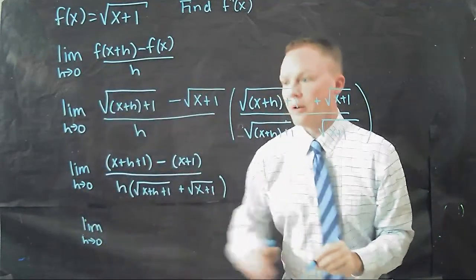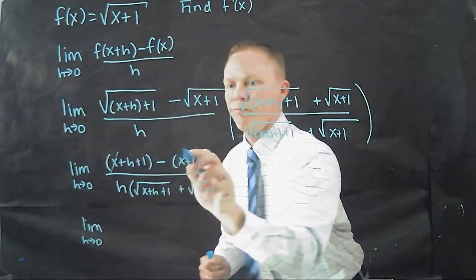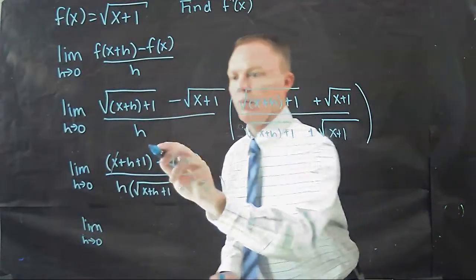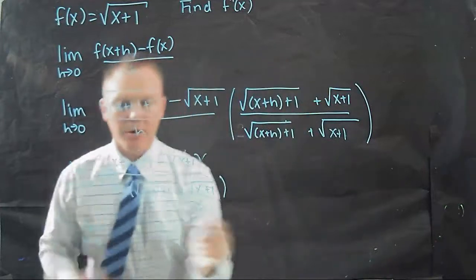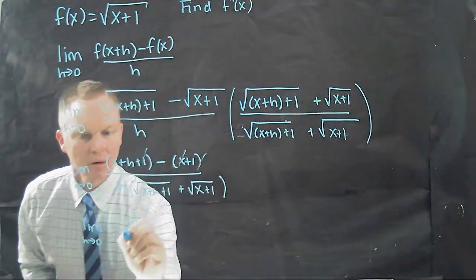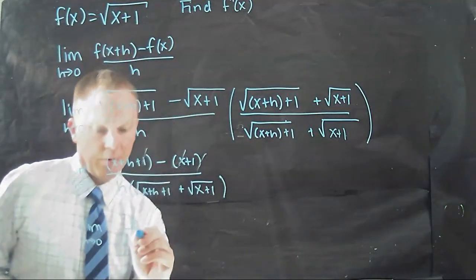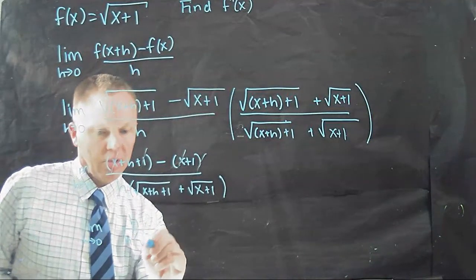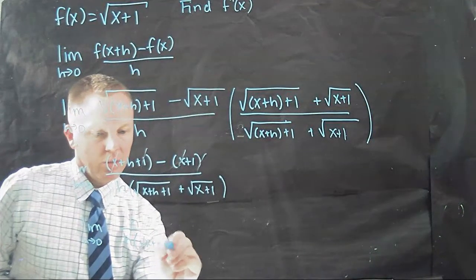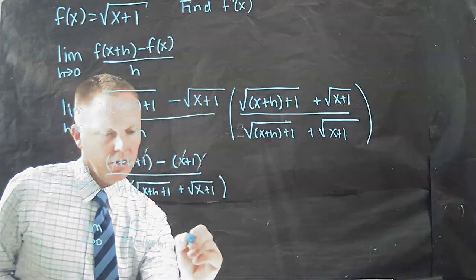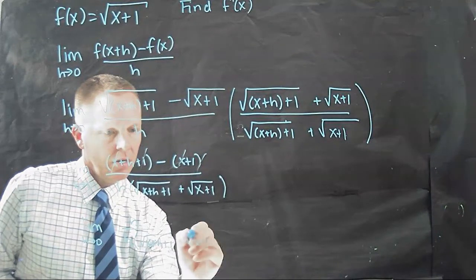Now look at the numerator. x minus x. 1 minus 1. So the numerator, you're just left with h. And then what's the denominator left with? h times radical x plus h plus 1 plus radical x plus 1.